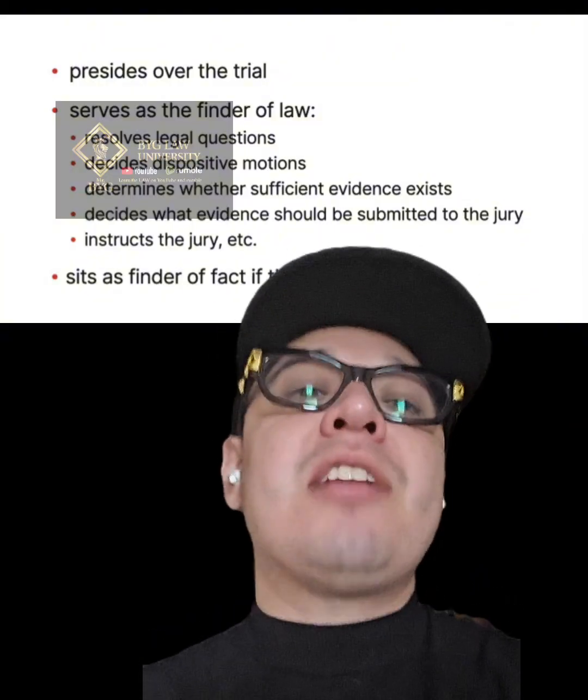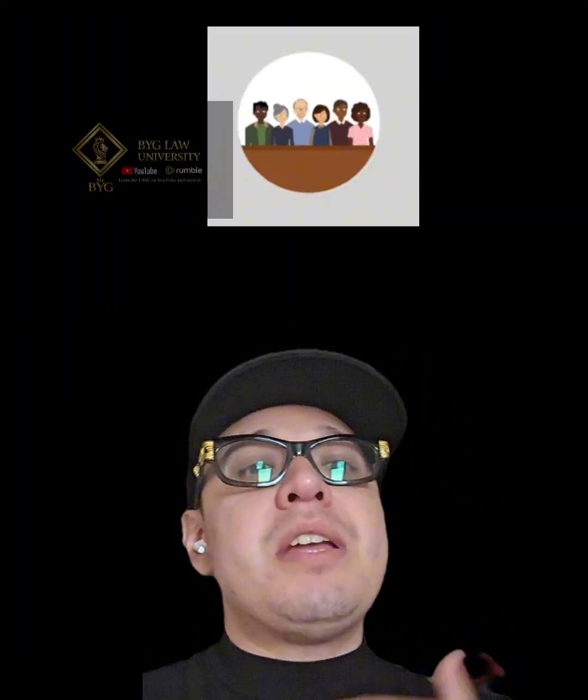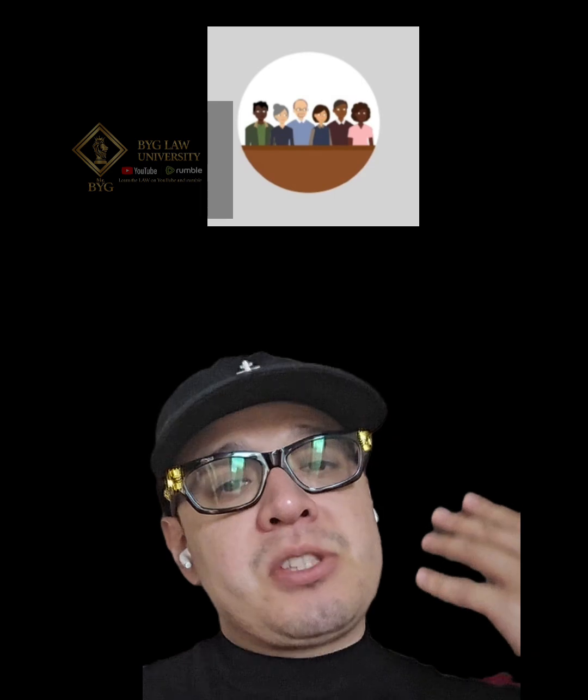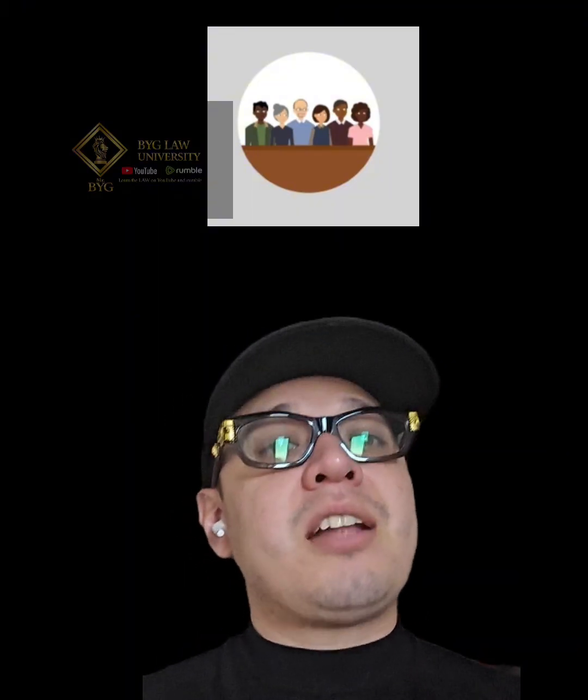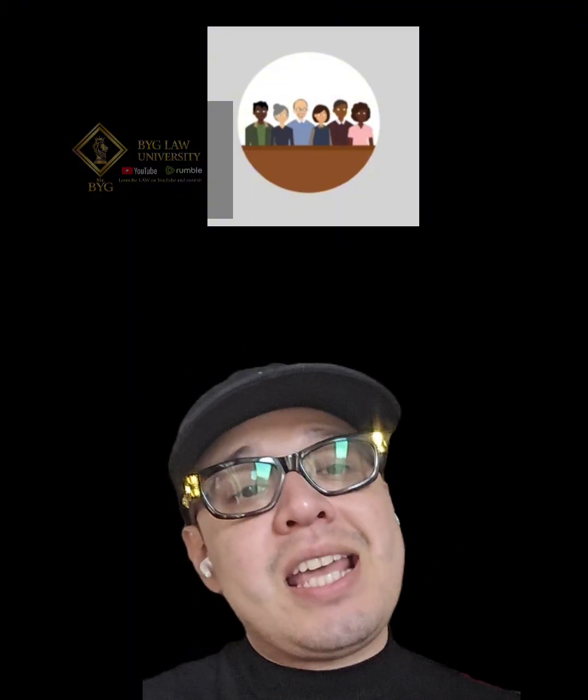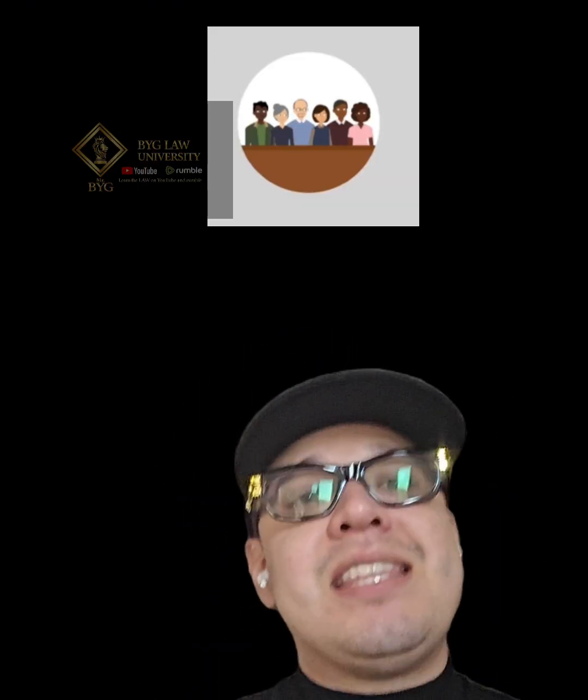Now, compare that to the jury. If there is a jury, the jury becomes the finder of fact. This is one of the most important distinctions to remember. The jury does not decide legal questions. The jury does not decide what the law means. Instead, the jury listens to admissible evidence and decides disputed factual issues.